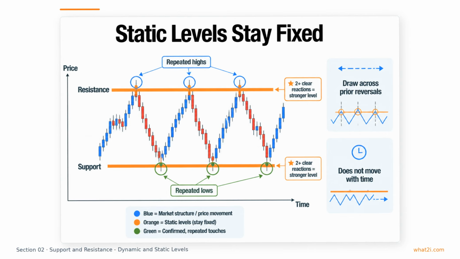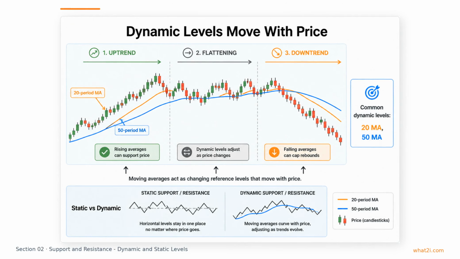These static levels are especially useful because they are easy to see and easy to plan around. They give your chart stable reference points that can remain important long after they first formed. Dynamic levels work differently because they move as price evolves. The most common example is a moving average, which rises, falls, or flattens depending on recent price behavior.